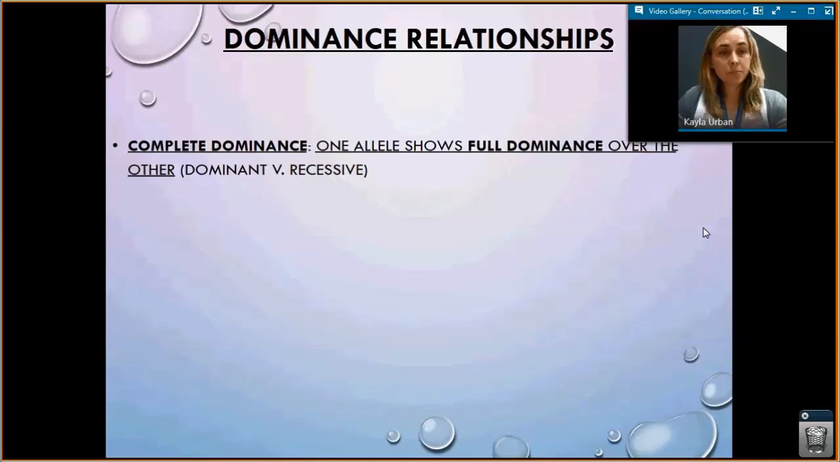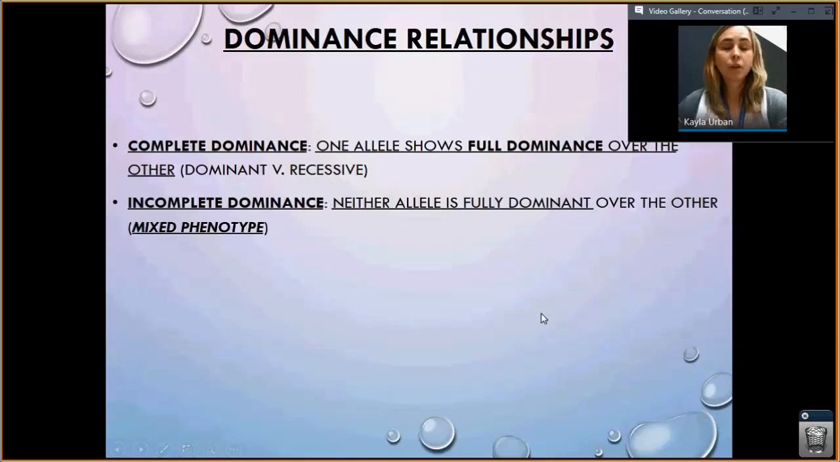So, dominance relationships. The last slide we just showed only complete dominance, where one allele has full dominance over the other. It's either dominant or it's recessive, but there are a lot of other options than that. One example is incomplete dominance, where neither of the alleles is fully dominant, and instead you'll get a mixed phenotype or a blending of the two traits.